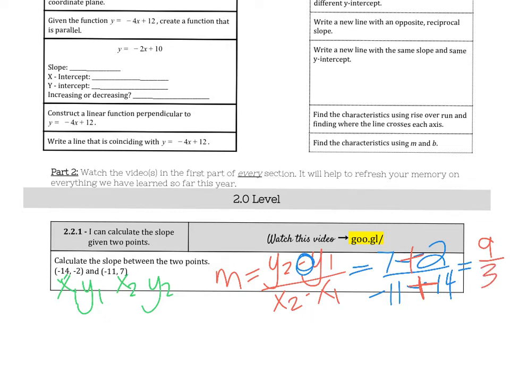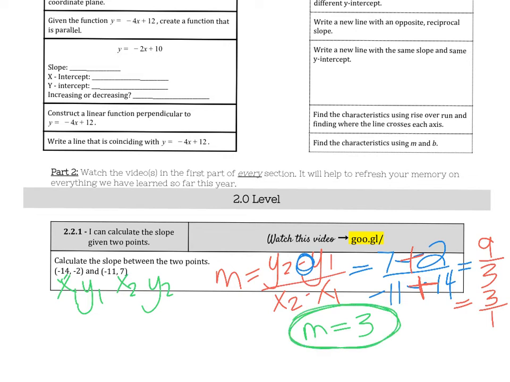The last thing I want to double check is if I can simplify my slope. So right now I have 9 over 3. Well, I know that both of those can be divided by 3. So 9 divided by 3 gives me 3. 3 divided by 3 gives me 1. And 3 over 1 is just 3. So my final answer, my slope for this line, is m equals 3.